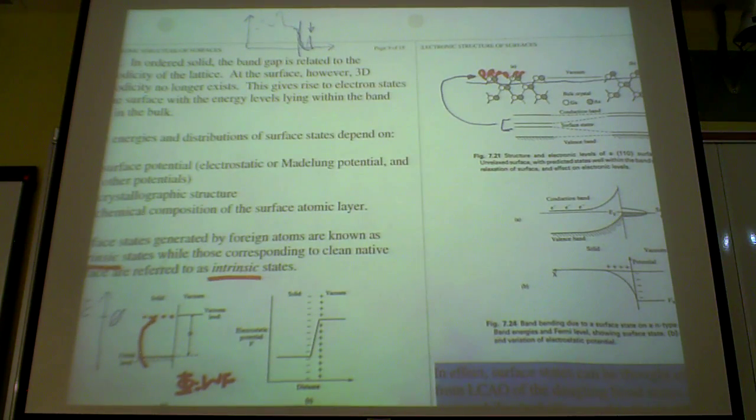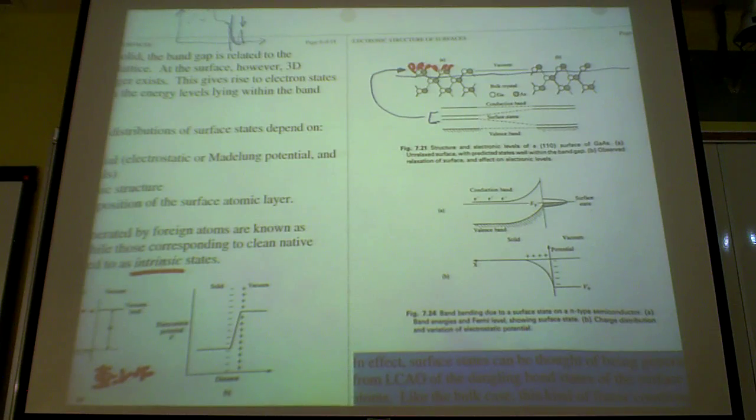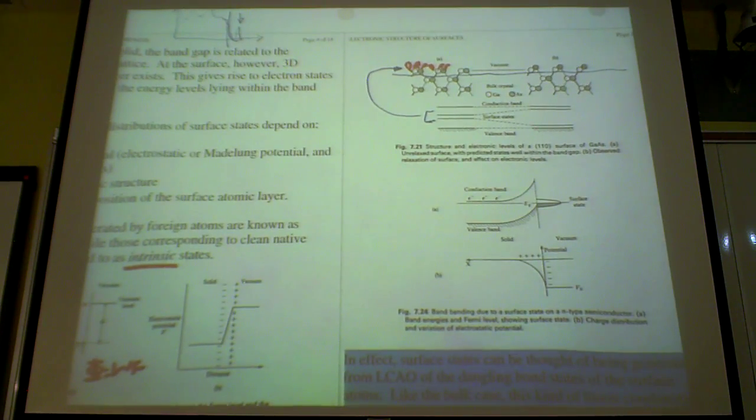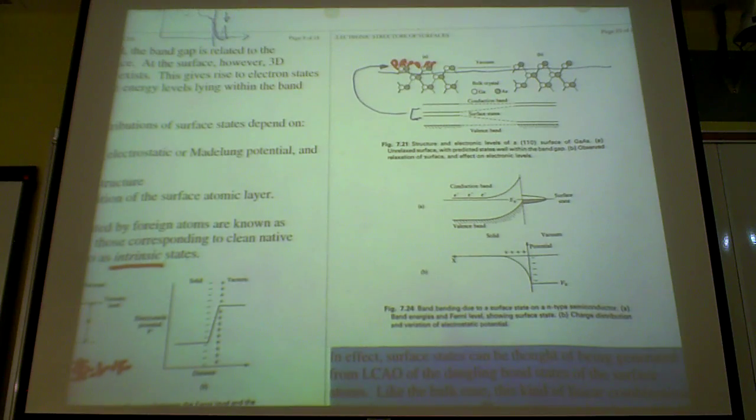Okay. And one of the interesting things of this surface state is this band bending effect, the so-called band bending effect. It's a very important concept in semiconductor physics. In the semiconductor industry, everything is based on band bending. The reason why you have band bending is because you have two dissimilar materials. And in this particular case, I show you an N-type semiconductor.